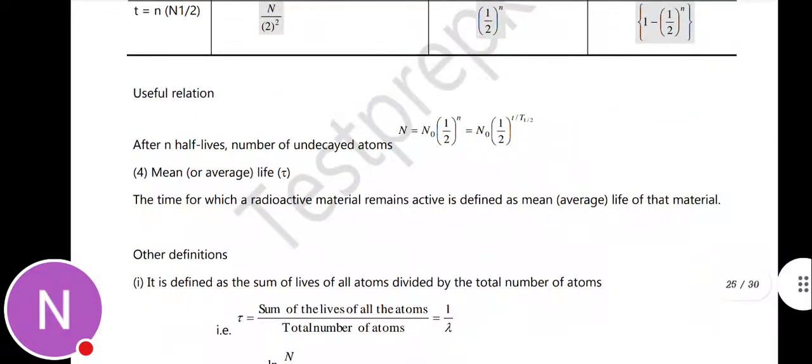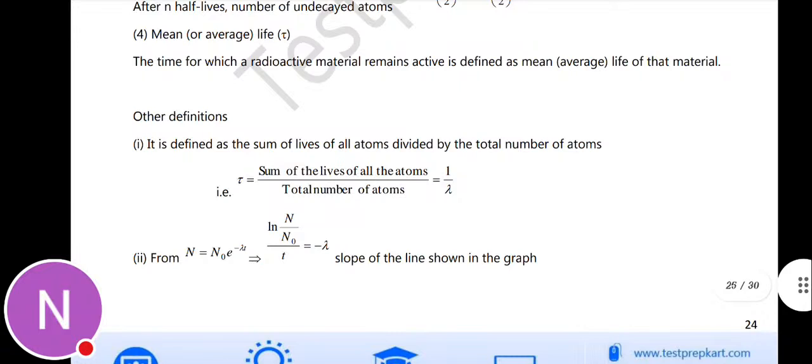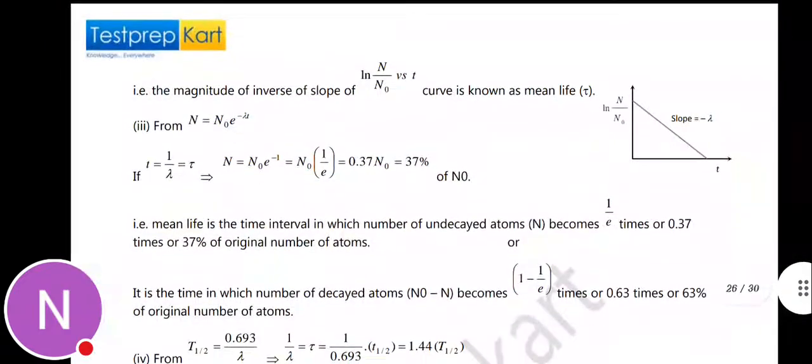Next is mean or average life. The time for which a radioactive material remains active is defined as the mean or average life of that material. Another definition: it is defined as the sum of the lives of all atoms divided by the total number of atoms we have. This is the formula we can take.